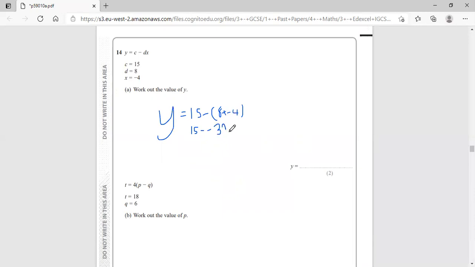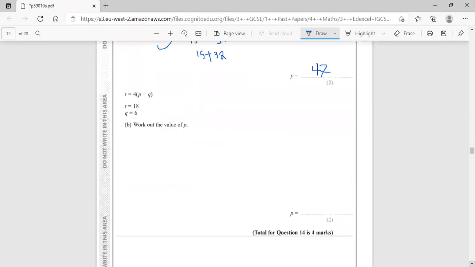So what we've got is 15 minus -32, okay? So then that turns into 15 plus 32, which gives us 47. So y is equal to 47. That is the answer to that part of the question. Okay.